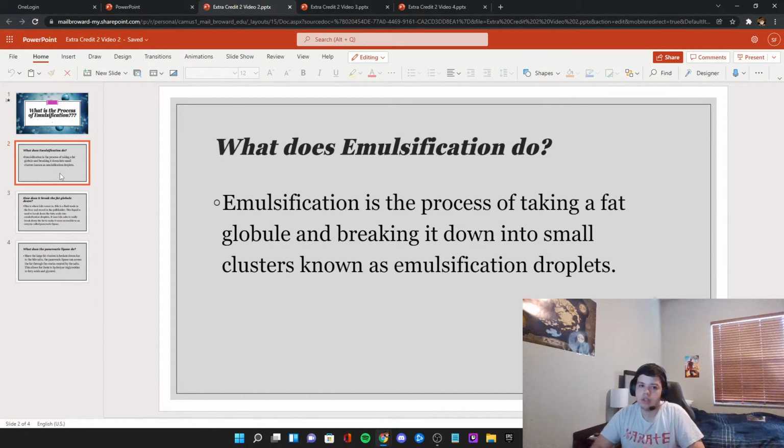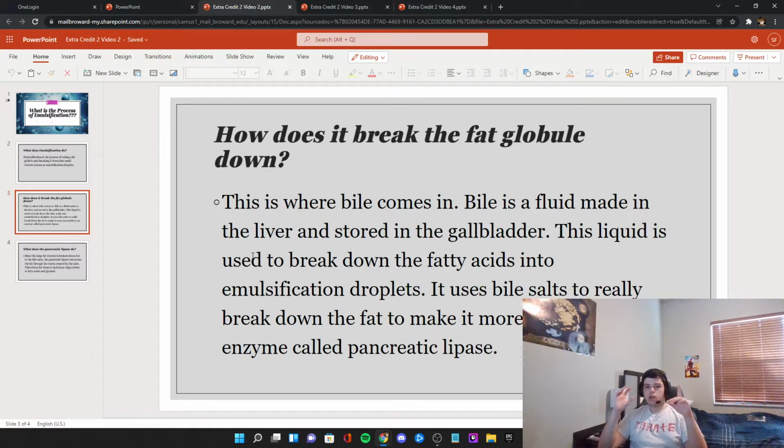So all of this is involved with the digestive system. As I mentioned, it takes the fat globule and there's this thing called bile. Bile actually has a bile acid, and the bile acid creates bile salts. Bile salts go into the fat globule and break it down, so that it turns into emulsification droplets, so that the lipase can actually go in there and extract it and break it down for the nutrients.